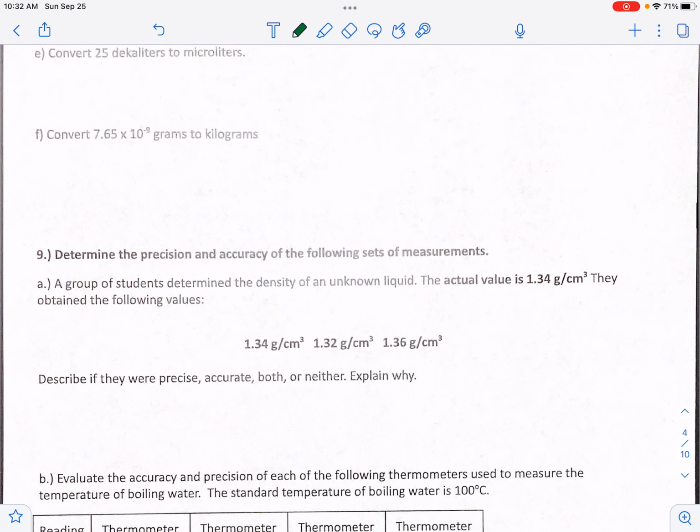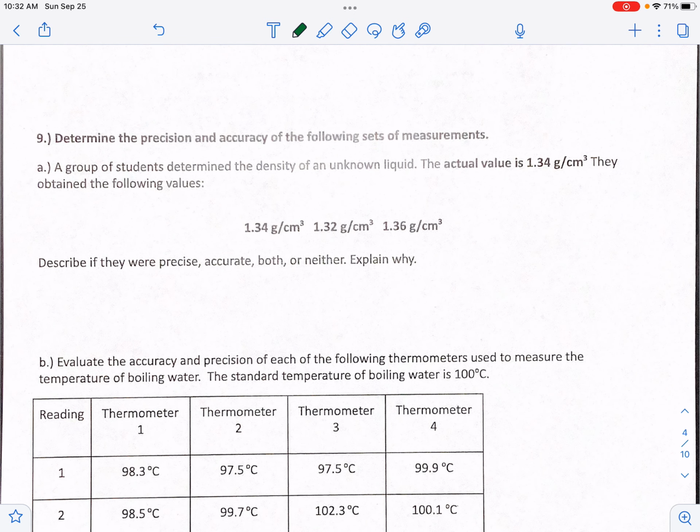Okay. Now let's talk about precision and accuracy. So remember, precision is how close your measurements are to each other. Accuracy is how close your measurements are to the target, whether they are right on the target or they average out to the target. So please make sure you read through your problem.